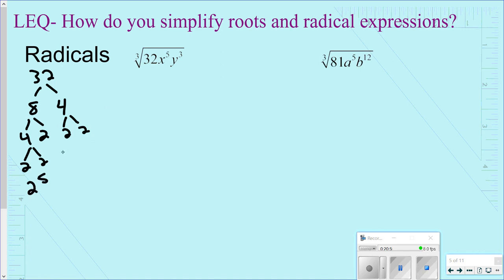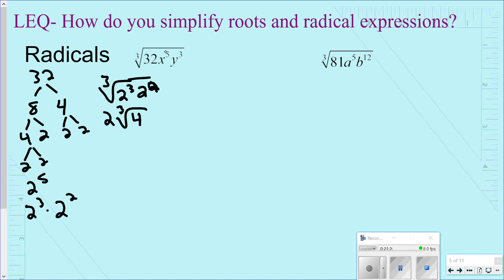Okay, but we want to break that down into cubes, so we want 2 cubed times 2 squared, right? 3 plus 2 is 5. So I'm taking the cubed root of 2 cubed times 2 squared, and when I take the cubed root of 2 cubed, I'm getting 2, and I'm left with 2 squared, which is just 4. So I have 2 times the cubed root of 4 for the number part of my answer.